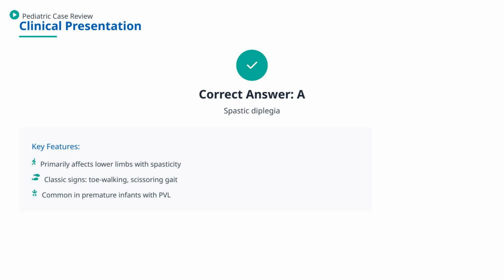Spastic diplegia. This form of cerebral palsy primarily affects the lower limbs with increased muscle tone and spasticity. The classic presentation includes toe walking, scissoring of the legs during ambulation, and increased tone in both legs. This pattern is particularly common in premature infants with periventricular leukomalacia.